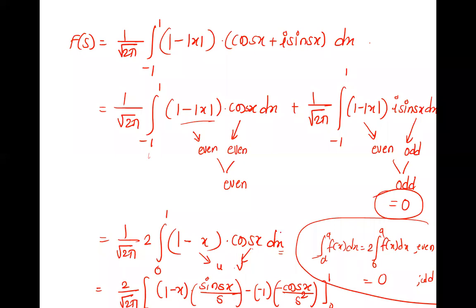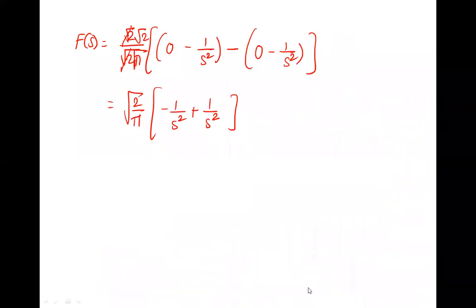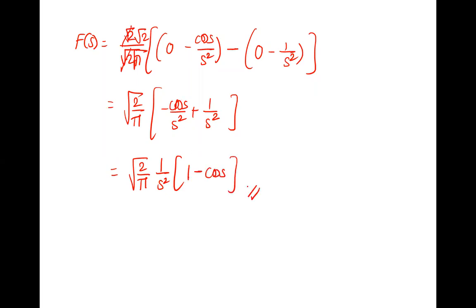For the upper limit, if X is 1, cos S upon S square minus cos S upon S square, I'm sorry. So here it is cos S upon S square. Now it is correct. So it is cos S upon S square plus 1 upon S square. So here 1 upon S square is common. We can take it out. Into there is 1. And here it is minus cos S. Done. The answer.